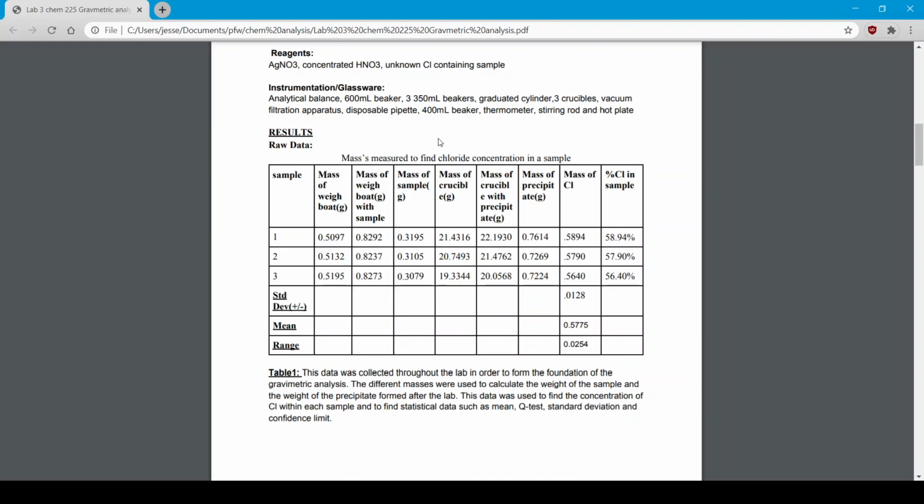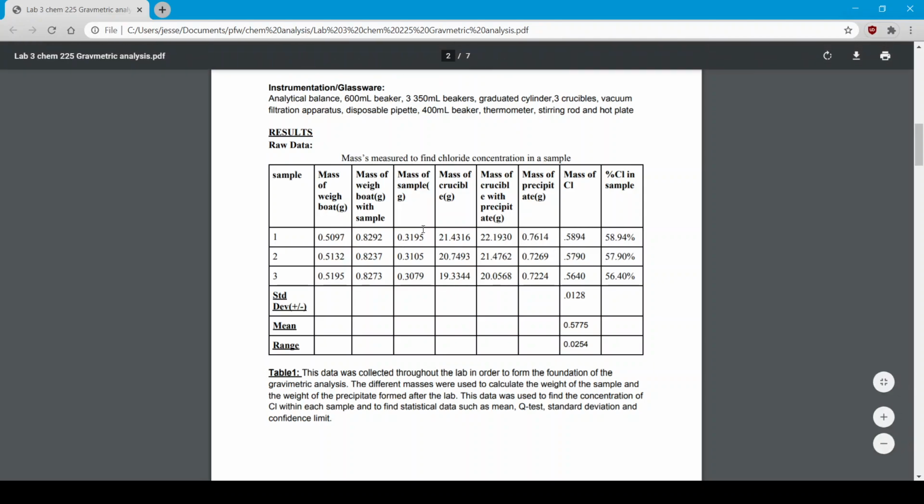But that's not important, because once again, we're showing you how to write a lab report. We're not showing you how to do this particular lab. So in this case, basically, we have the mass of our unknown sample. That's what we found. We found the mass of the precipitate, which is what we formed at the end of the lab, and then we have the mass of what we're looking for and the percentage of what we're looking for in that original unknown sample.